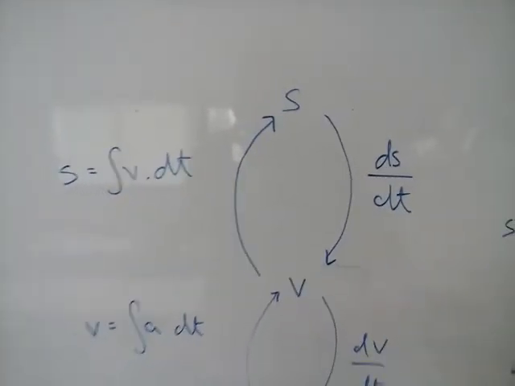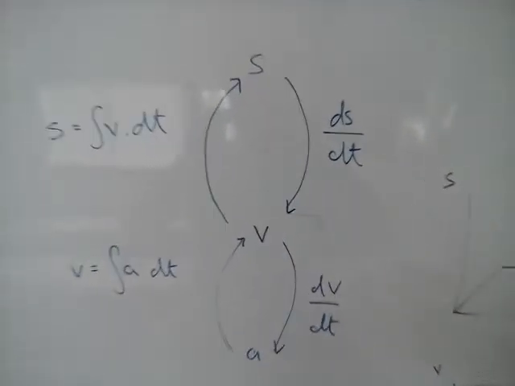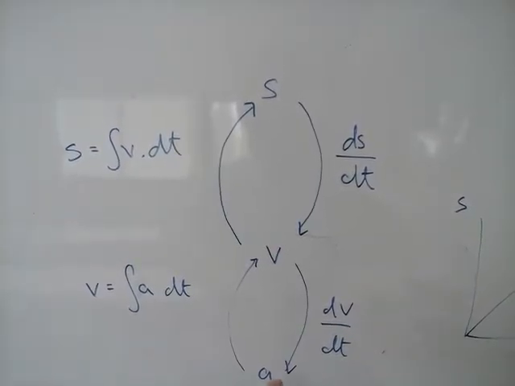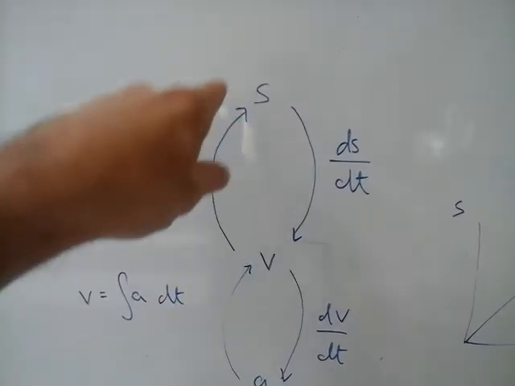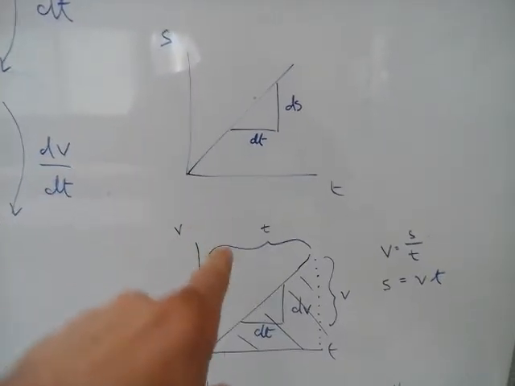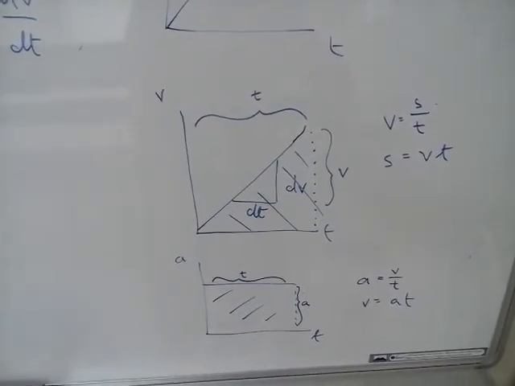again. So you can see that sequence here, how each of these are linked to each other through differentiation going that way and integration going back. And they completely tie in with these three: displacement time graphs, velocity time graphs and acceleration time graphs.